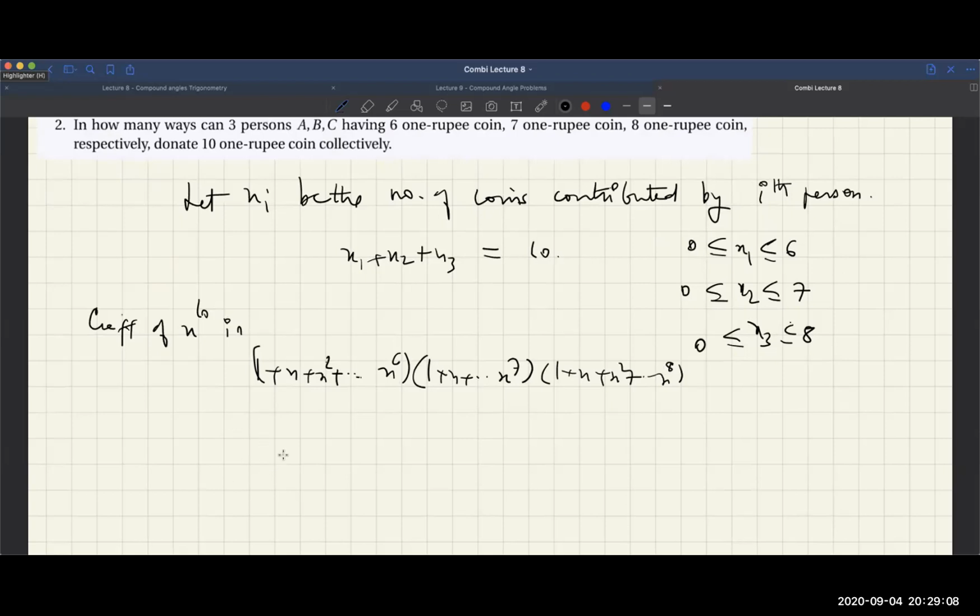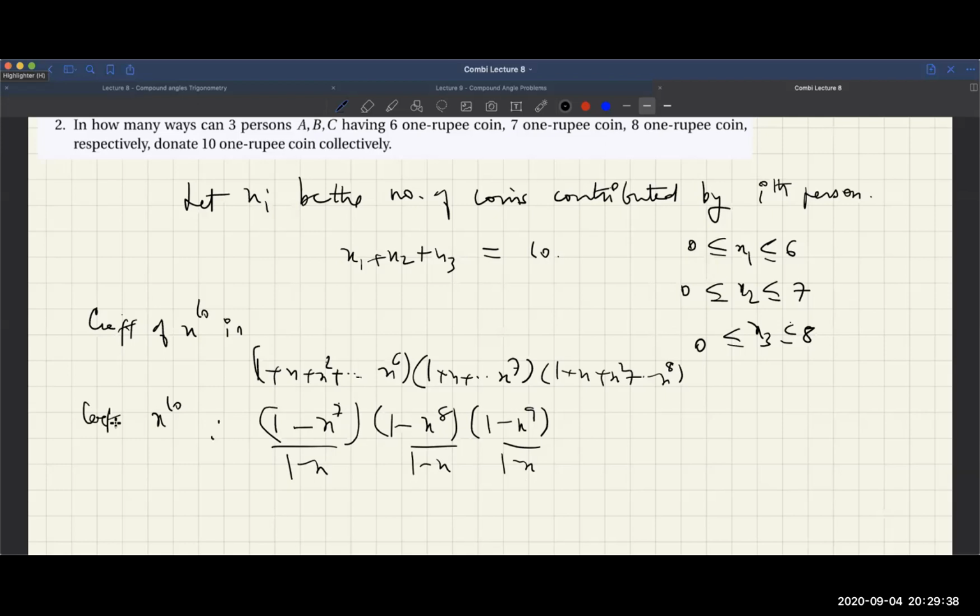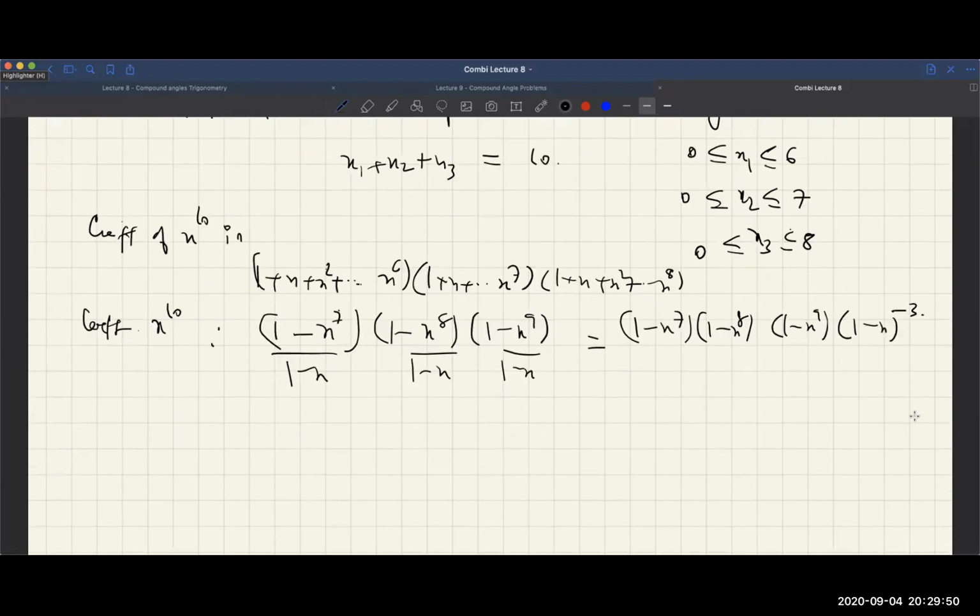Now in this case, what we do here is, this will get a little tedious. 1 minus x raised to 7 into 1 minus x raised to 8 into 1 minus x raised to 9. This is basically the geometric series. So 1 minus x, 1 minus x, and 1 minus x. So the coefficient of x raised to 10 is what we need to figure out from this expansion. Okay, which is equal to 1 minus x raised to 7 into 1 minus x raised to 8 into 1 minus x raised to 9 into 1 minus x raised to minus 3. Okay, this is what I have.